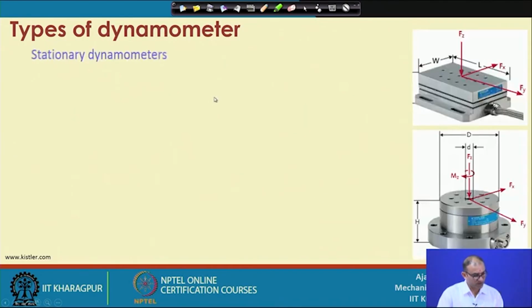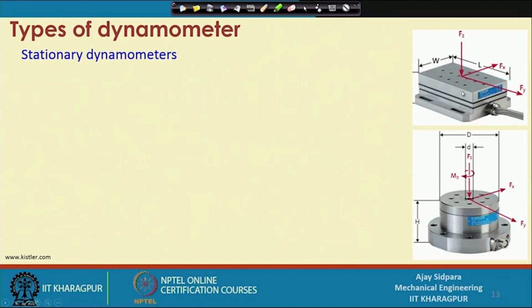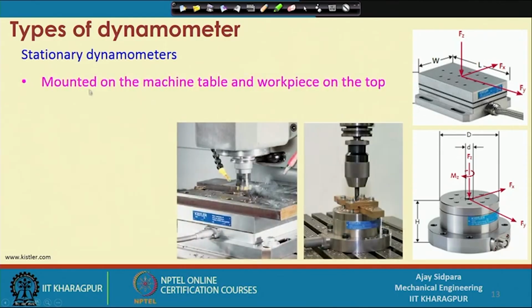What are the different types of dynamometers? One is called the stationary dynamometer. Stationary dynamometer means they are not in motion, and those are mounted on the machine table with the workpiece on top of that. Now, you can say this is the dynamometer. On the top, what you are doing? You are putting a fixture. This is the workpiece fixture, and the workpiece is on the top, correct?